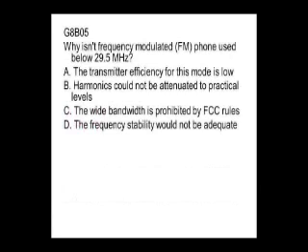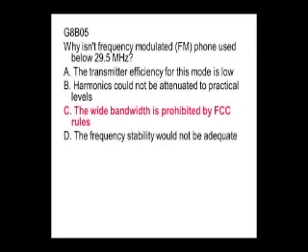Why isn't frequency modulated phone used below 29.5 megahertz? The answer is that the bandwidth is wider than the FCC allows below that frequency. The FM bandwidth is prohibited by the FCC below the 29.5 megahertz frequency.